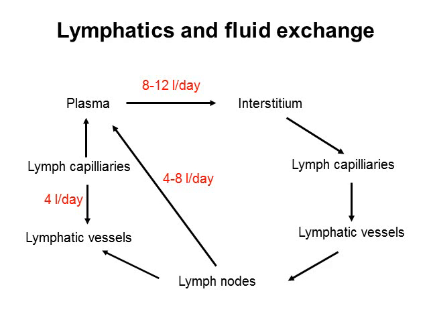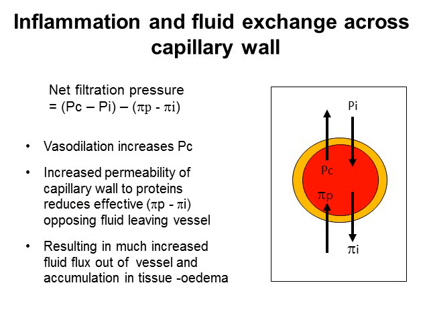Approximately 4 to 8 litres of fluid per day are reabsorbed from the lymph nodes back into the plasma. Meanwhile, in the pulmonary circulation, around 4 litres per day of fluid is absorbed back into the lymph capillaries, through to the lymphatic vessels and back into the plasma. So that gives you a massive turnaround of around 8 to 12 litres per day.